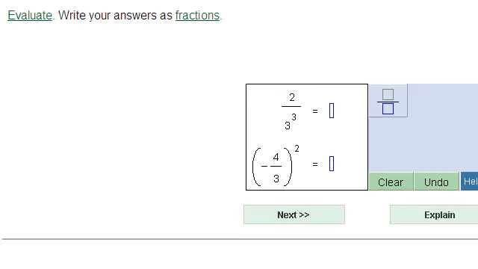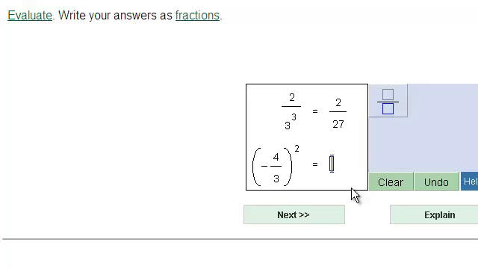Okay, so here I have a problem. To evaluate, write your answers as fractions. 2 over 3 cubed equals 8 over 27. Now I can either click on the fraction and then enter my numbers in each part of the fraction, or if a person doesn't really like using the mouse as much as tapping and keyboarding, you can just tab around till you get down to the next box.